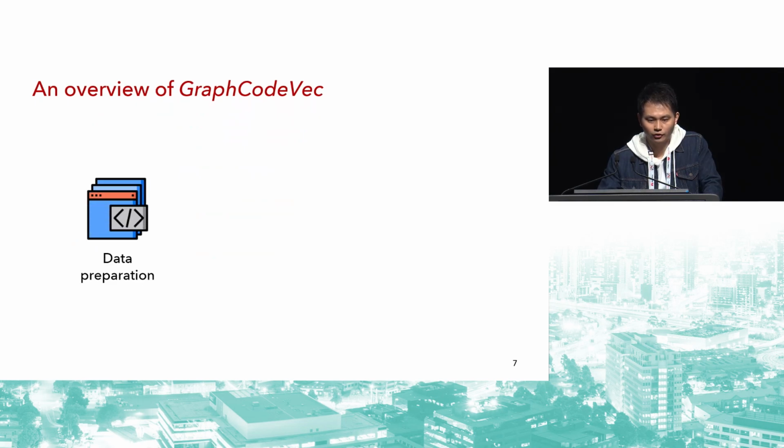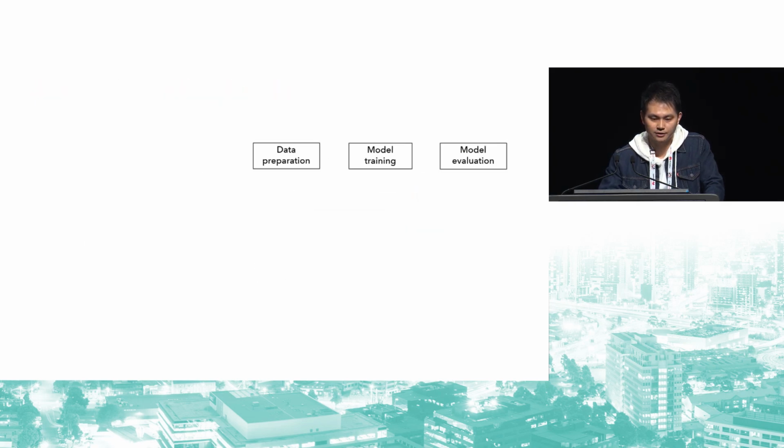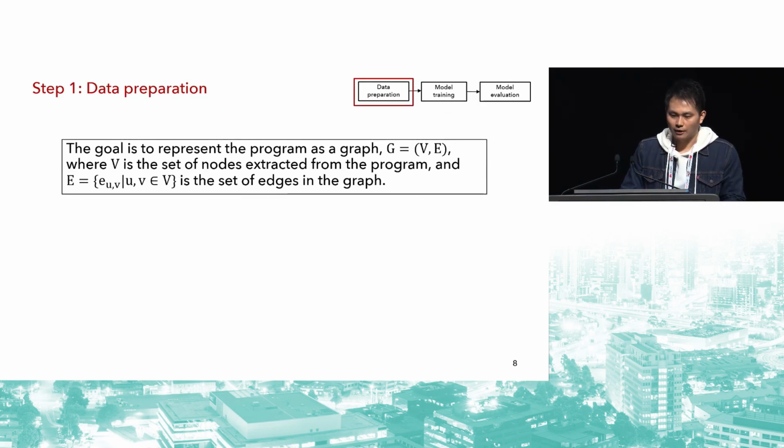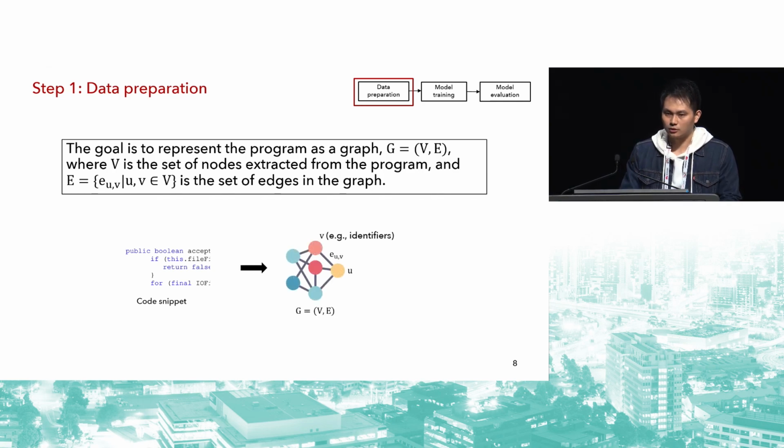First, let me give an overview of our approach. We have data preparation and model training. Finally, we evaluate the code embeddings. In the data preparation step, the goal is to convert the source code into a graph, where the nodes are the tokens in the source code, and the edges are some types of relations between the code tokens.